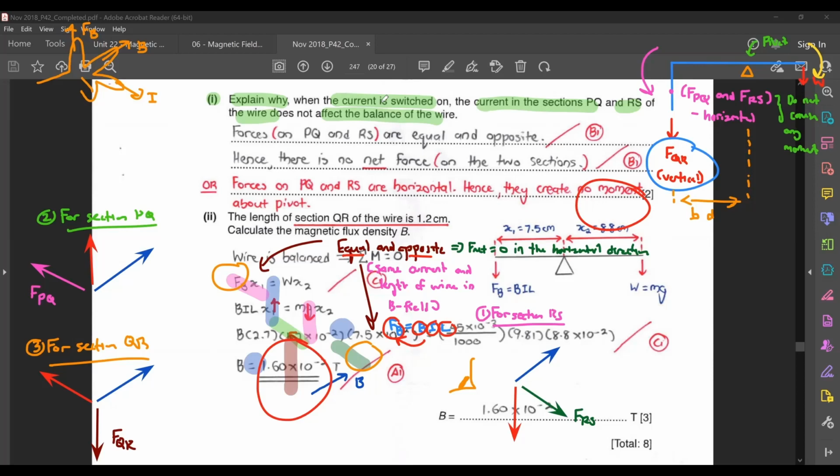We already discussed this at length just now, where I mentioned that the forces on PQ and RS due to the current are actually equal and opposite to each other. They cancel each other off. Hence, there is not going to be any resultant force or net force on the two sections. Therefore, you won't have any moments. You could also say it another way by saying that the forces on PQ and RS are actually horizontal. There is no perpendicular distance between the forces and your pivot. Hence, they create no moment about the pivot. Okay?